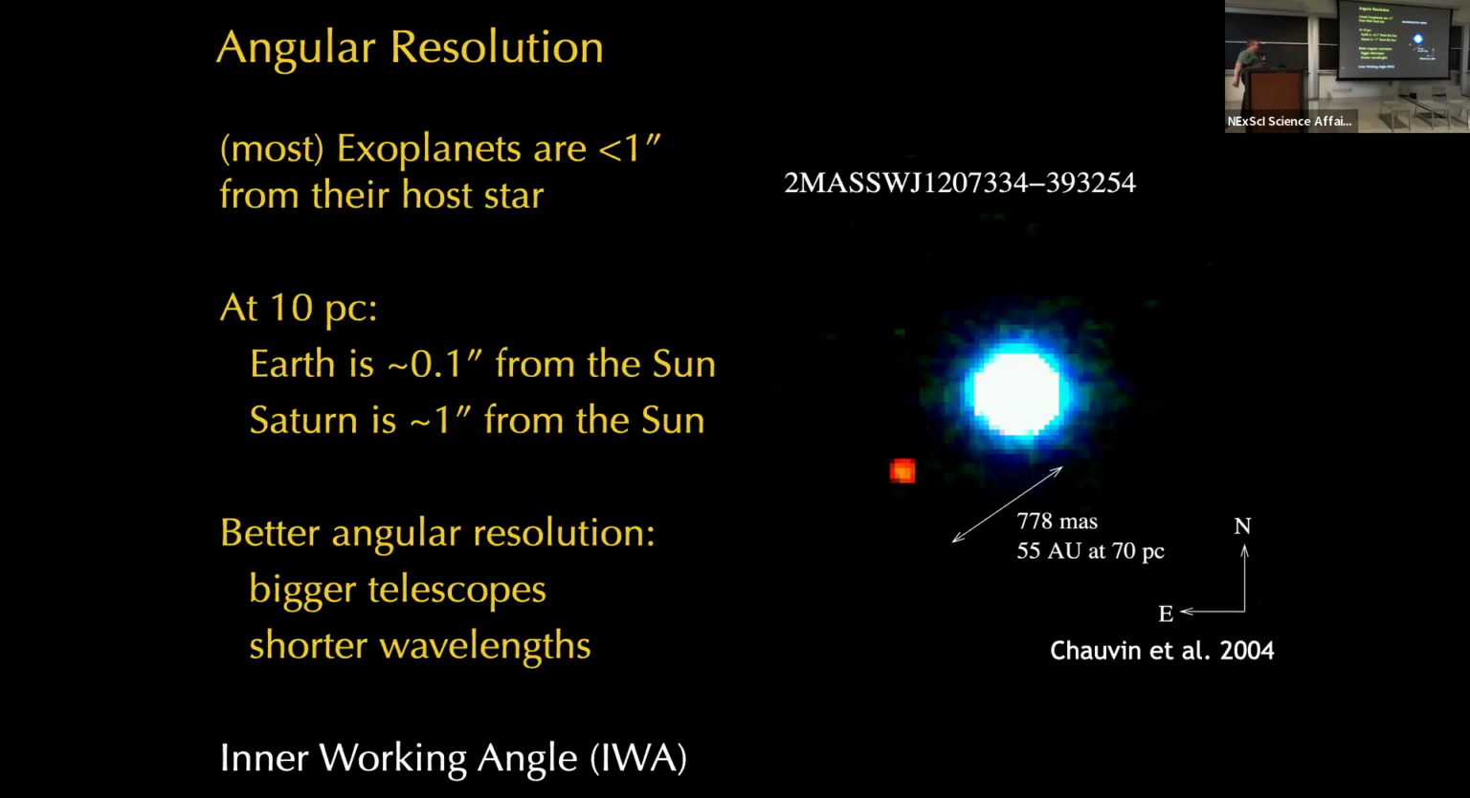One more number that you'll see thrown around here is what's called the inner working angle, or IWA. Inner working angle is basically just the minimum separation at which you can reach some particular target contrast.